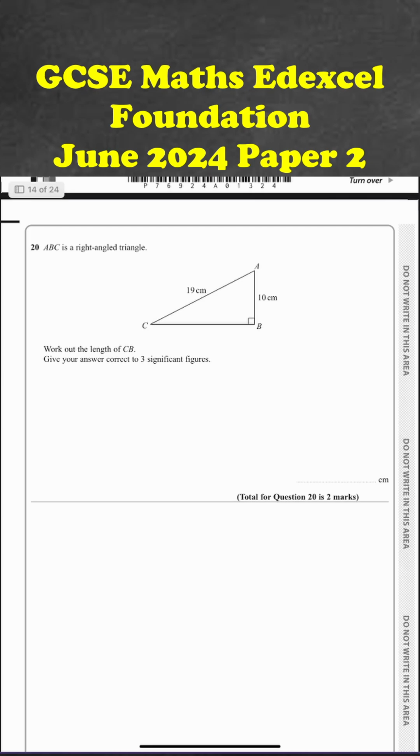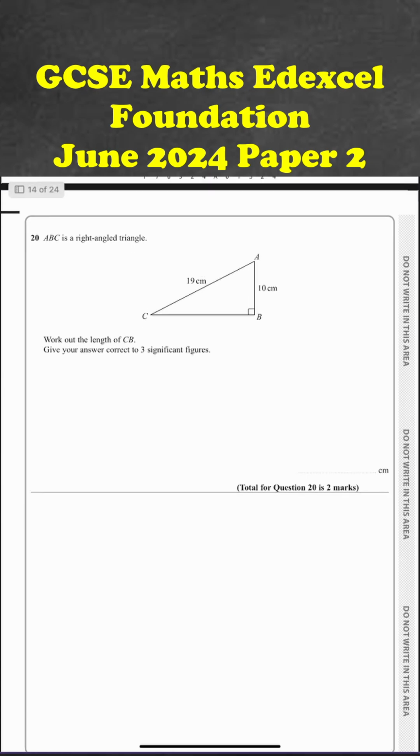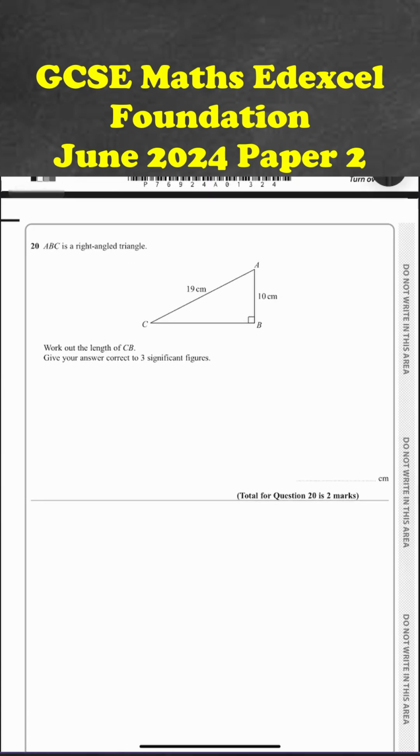Question 20. ABC is a right-angled triangle. Work out the length of CB. Give your answer correct to three significant figures. Going to use Pythagoras here. So we're going to say AB squared plus BC squared equals AC squared, as AC is the hypotenuse. So we have 10 squared plus BC squared, which is the same as CB, equals 19 squared. 19 squared on my calculator is 361. We know 10 squared is 100.